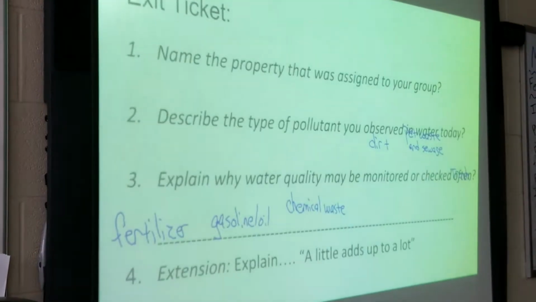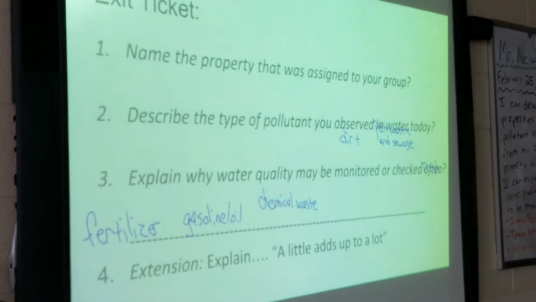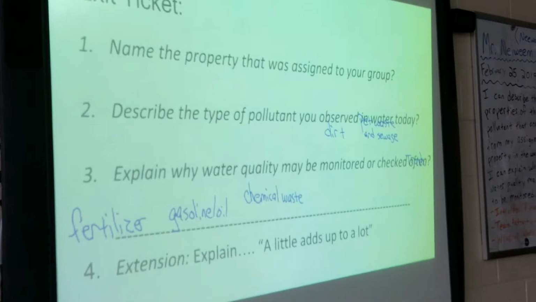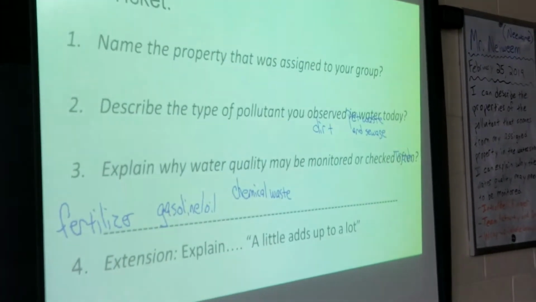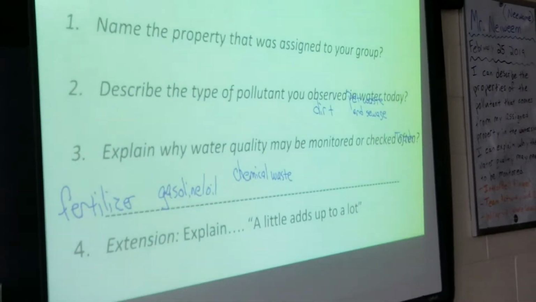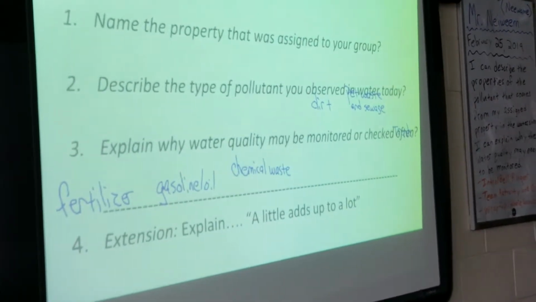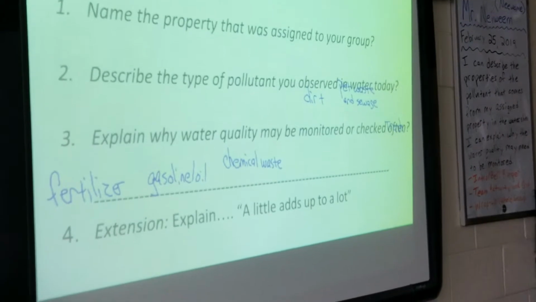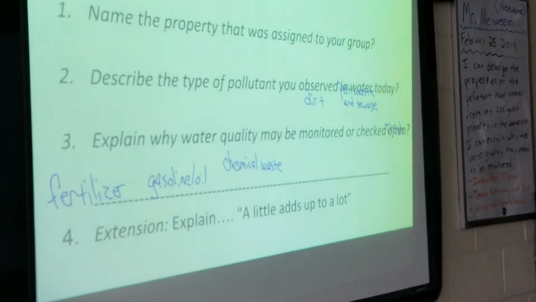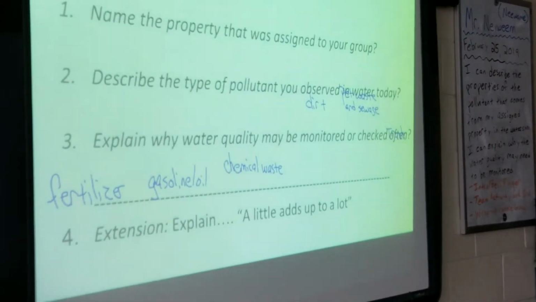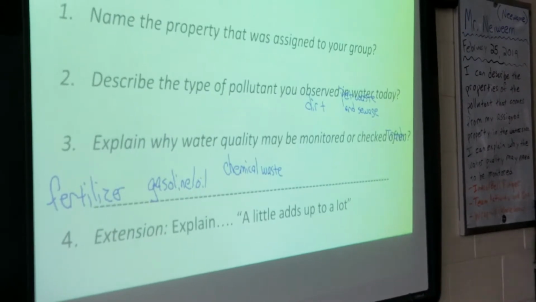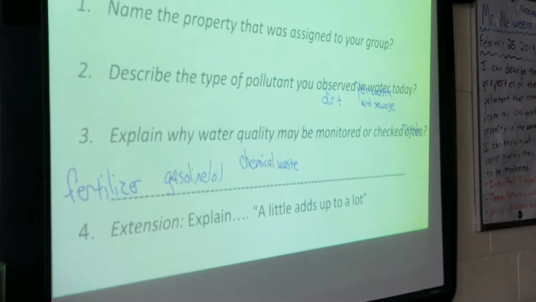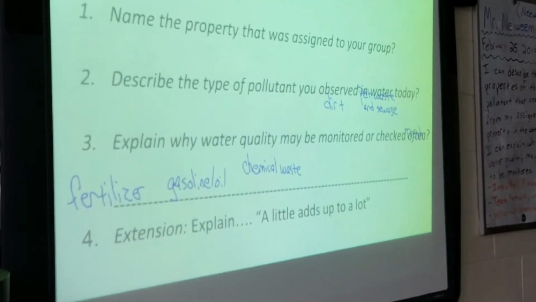And then finally, taking a look at the last question on the exit ticket, if you did in fact get that far. The exit ticket asks to name the property that was assigned to your group. That was a question on the student worksheet. Describe the type of pollutant you observed in the water today. That is question number 4, observe your pollutant in water. Explain why water quality may be monitored or checked often. That one you actually would be dealing with. So why might it be checked often? You want to see how clean it is. You want to make sure that it's going to be at safe levels. You want to make sure that it is safe for the environment around it.